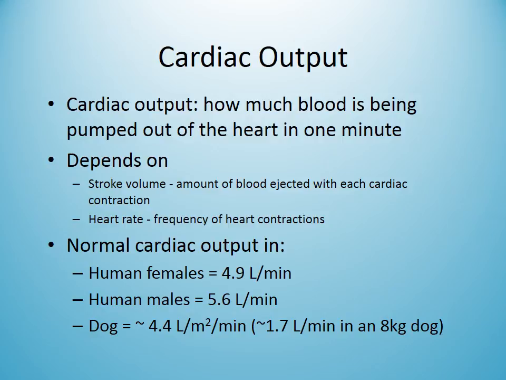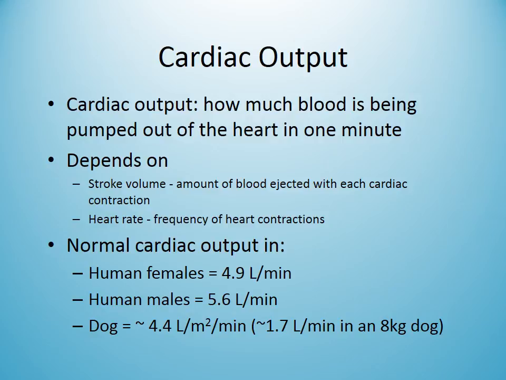So cardiac output. Cardiac output is basically how much blood is being pumped out of your heart in 1 minute. Like volume-wise, we're talking about a volume. So it depends on your stroke volume, which is the amount of blood ejected with each cardiac contraction. So every time my ventricles contract, how much blood is it squirting out? That's my stroke volume. And it also depends on my heart rate, so how fast my heart is beating.